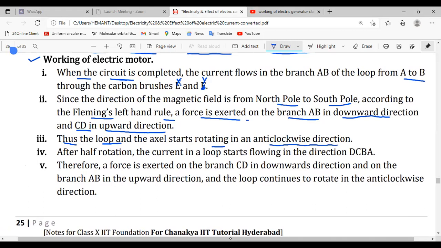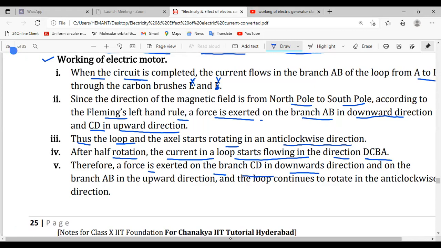After half rotation, the current in the loop starts flowing in the direction DCBA. Initially it was ABCD, but now the current is flowing in the direction DCBA. Therefore, the force is exerted on the branch CD in the downward direction and on branch AB in the upward direction, and the loop continues to rotate in the anti-clockwise direction. So in every half rotation, the direction of flow of current changes, and accordingly the armature coil continues rotating in the anti-clockwise direction only.